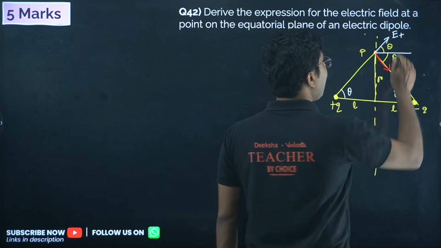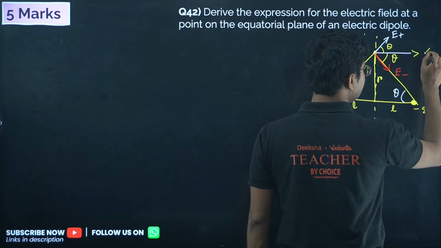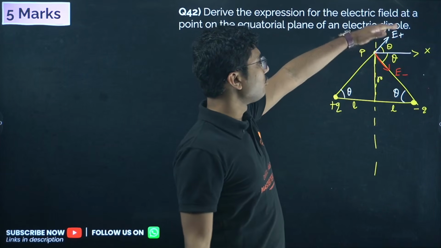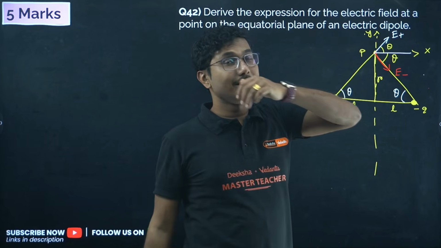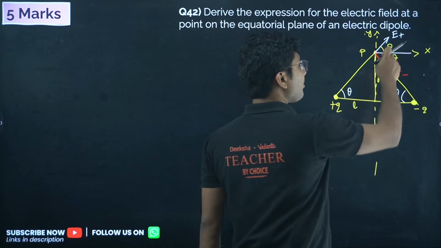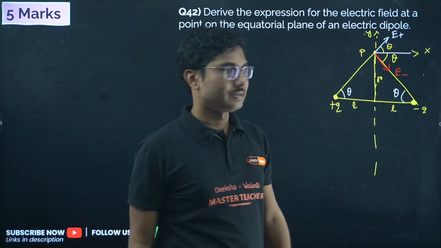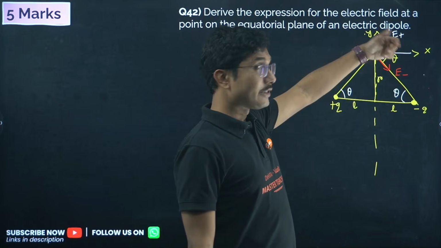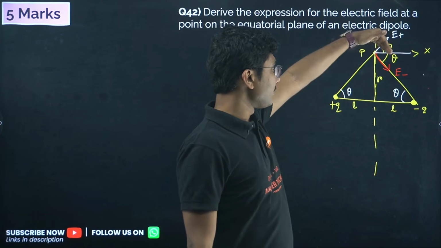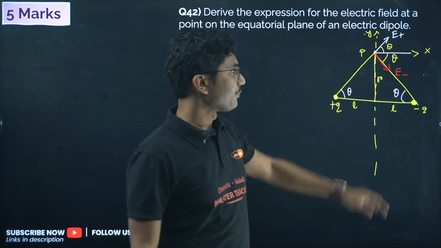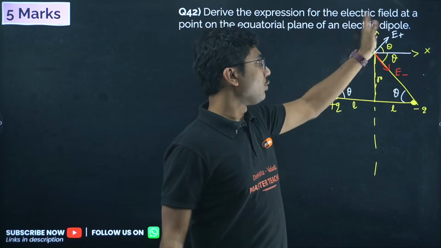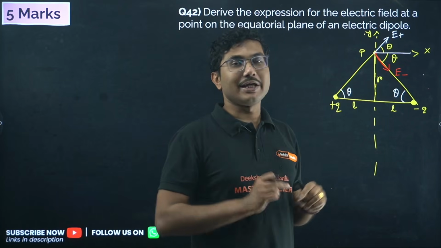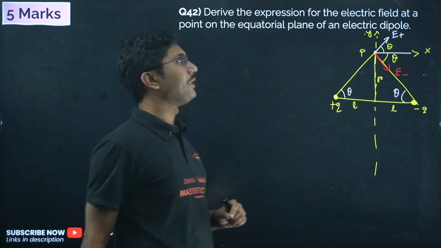Now if you take x component, this is the x-axis and this is y-axis. If you take the x component of both E plus and E minus, they will be same value. Why? Because both of them are making an angle theta with the x-axis. But when you try to find the y component of these two fields, E plus will be positive, E minus will be negative, because it is in the opposite direction. So y components will vanish, only x component will remain. Now whatever I am saying, you have to write it in your own words during the exam.